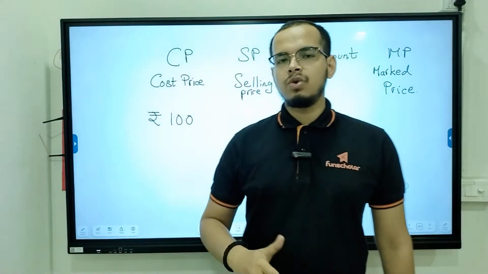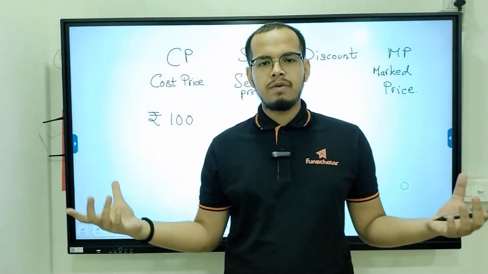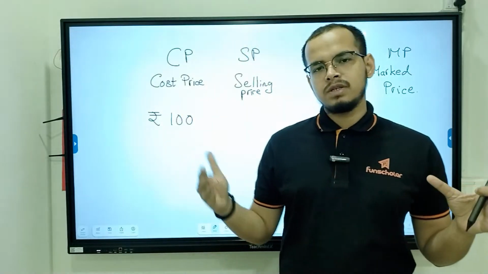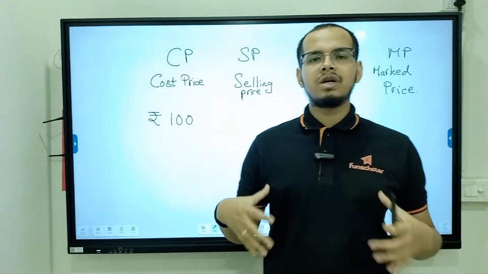But what does the store do? The store needs to have a profit, right? Because we are going to a mall, we are going everywhere, and we are finding big signs outside the store: there's a 50% discount, 60% discount, 70% discount. So where does the profit come from?